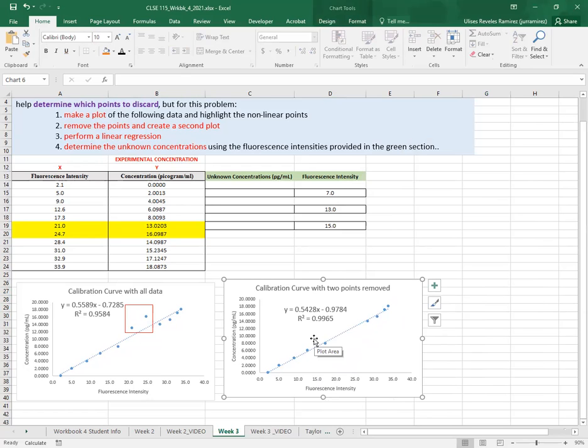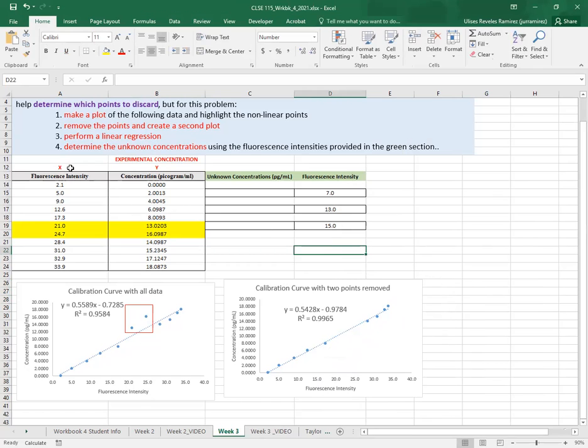Final point, determine the unknown concentrations given here. Now here is when it becomes really important. X is the fluorescence, and what we are looking for is the Y, right? The data doesn't have to be given to us in the same order as we have initially, so that's why I want to label. And these are my model concentrations. For that, I'm going to use the equation which we have here.